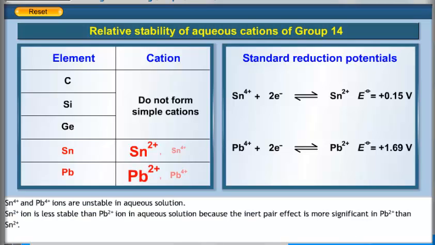Sn4+ and Pb4+ ions are unstable in aqueous solution. Sn2+ ion is less stable than Pb2+ ion in aqueous solution because the inert pair effect is more significant in Pb2+ than Sn2+.